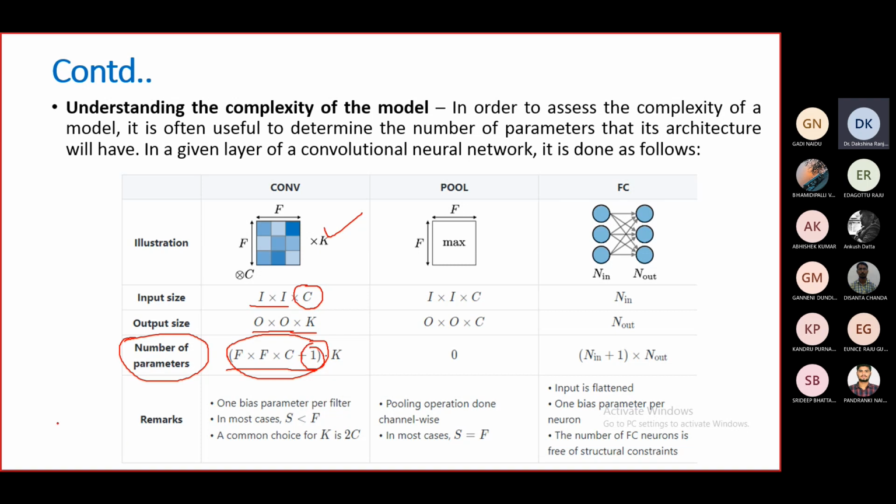In most cases, the length of the stride is found to be the length of the filter. And a common choice for practical application is that K is 2 into C, where C is the number of channels. If the number of channels is 3, then 3 into 2, that means K will be 6. So 6 means we have to use 6 filters for the convolution operation.